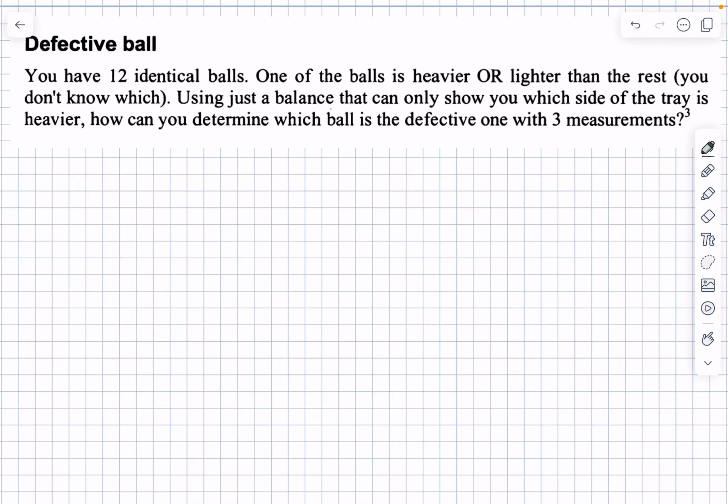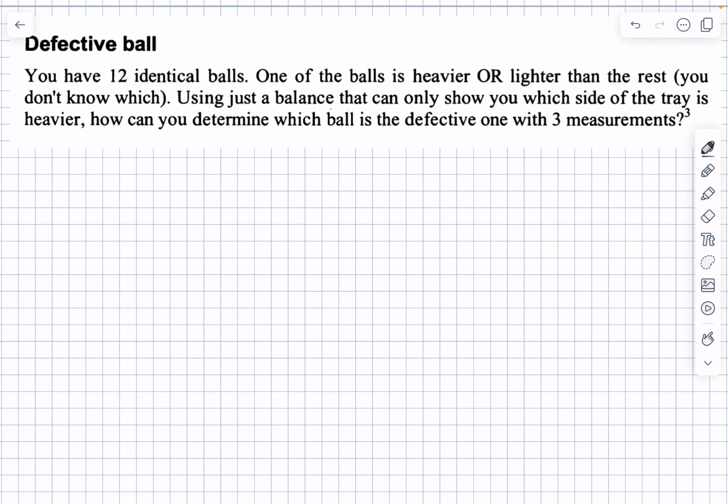Hey everyone, welcome. Today we're just working on a single problem because this question is quite a difficult one. So we're going to work on this problem called defective ball. This question says you have 12 identical balls, however one ball is heavier or lighter than the rest. We don't know which one it is.